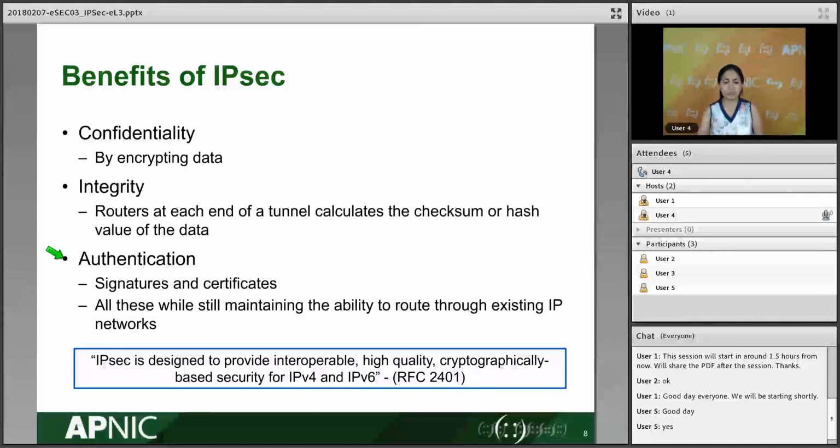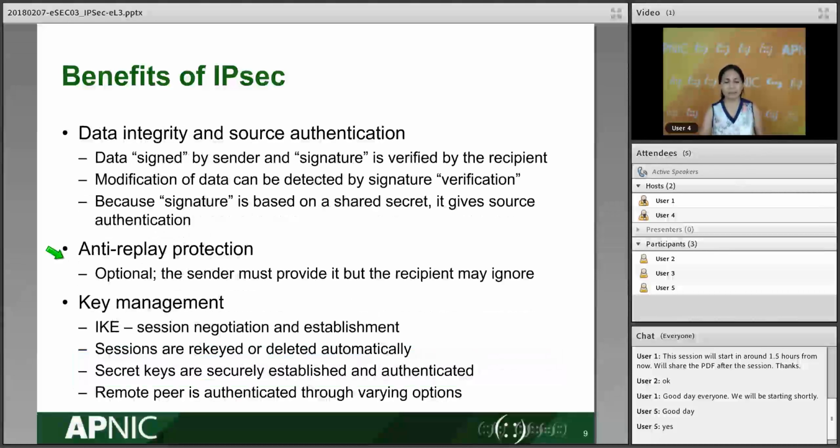It's designed to provide interoperability, high quality and cryptographically based security for both IPv4 and IPv6. In IPv6, it's part of the protocol. In IPv4, which was standardized way before IPsec was conceptualized, IPsec is another protocol, so you see both protocols operating at the same time. But with IPv6, it's already part of the protocol. That's the main difference between them.